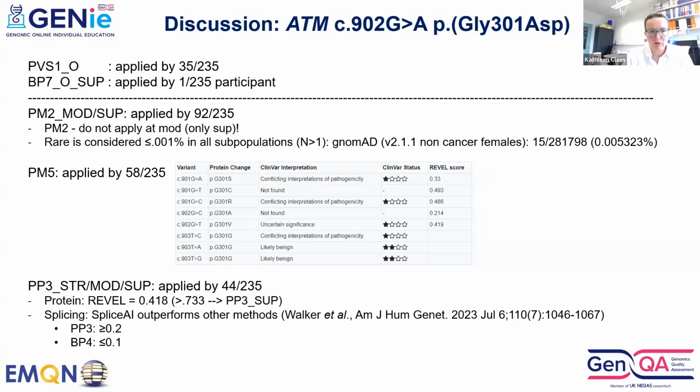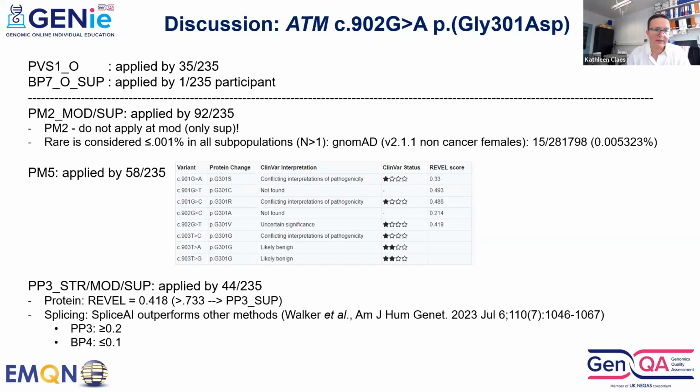And then several applicants also applied the PP3 criterion. This means these are the in silico prediction tools, and we have seen on the first slide that there was some variable outcome. It is advised for amino acid changes to apply REVEL, and you can only use PP3 at the supporting level if the value obtained is higher than 0.733, which is of course not the case because it's 0.418.